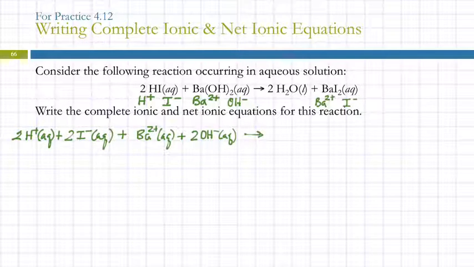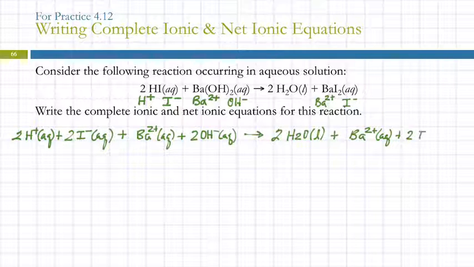And then my arrow, water's a liquid. I'm just going to copy it down without doing anything to it. And then I have another ionic compound that's soluble, and that has 1 barium ion per unit and 2 iodide ions. Any questions?